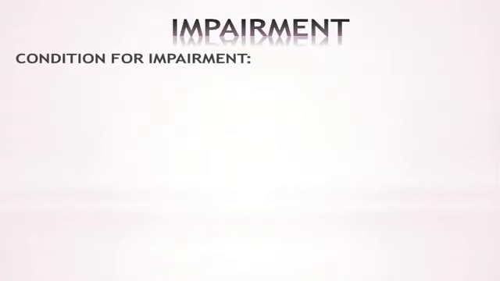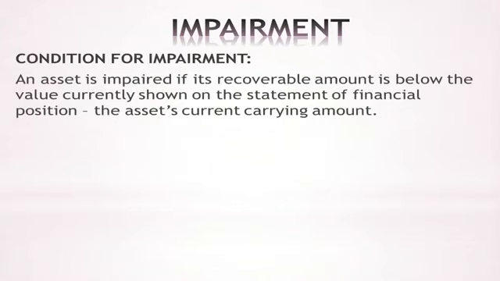But let's look at the condition for impairment. When we say impairment, what does it imply? What is the condition for impairment? We say an asset is impaired if its recoverable amount is below the value currently shown on the statement of financial position. That is the asset's current carrying amount. So basically, the condition for impairment is that the recoverable amount is lower than the carrying amount. In the case where recoverable amount is lower than carrying amount, it implies that impairment has occurred.